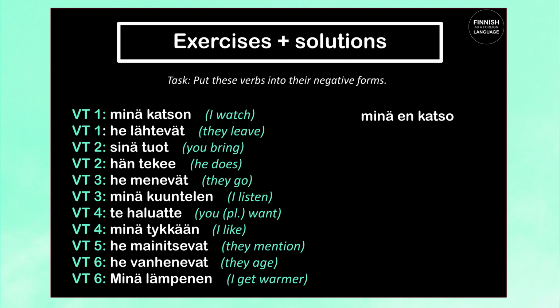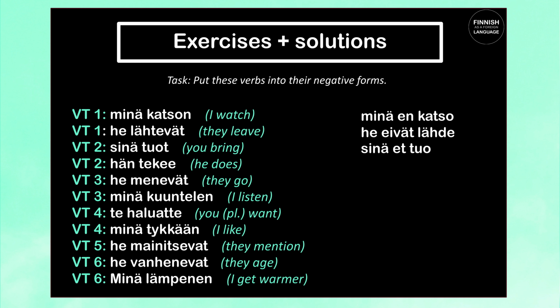Next one. He lähtevät means they leave. The negative form is, it's he eivät lähte, which means they don't leave. This verb is affected by the consonant gradation. Next one, verb type 2. Sinä tuot means you bring. The negative form is, excellent, it's sinä et tuo. Sinä et tuo. You don't bring.